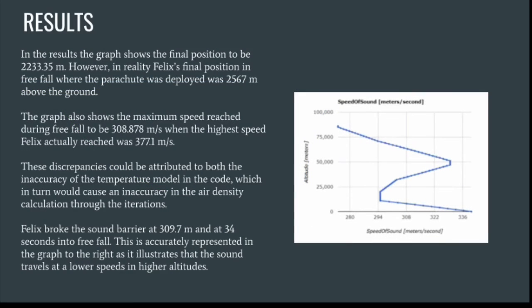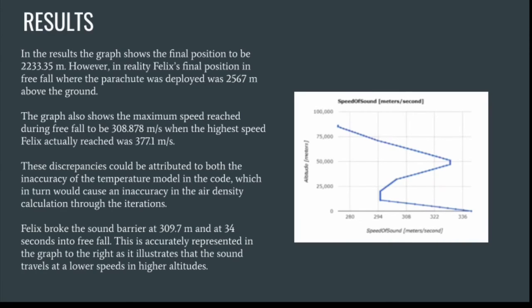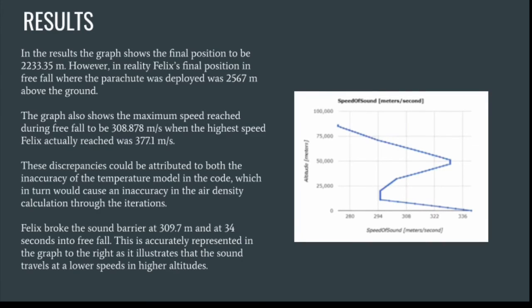In the results, the graph shows the final position to be 2,233.35 meters. However, in reality, Felix's final position in free fall, where the parachute was deployed, was 2,567 meters above the ground. The graph also shows that the maximum speed reached during free fall to be 308.878 meters per second, when the highest speed Felix actually reached was 377.1 meters per second. These discrepancies could be attributed to the inaccuracy of the temperature model in the code, which in turn would cause an inaccuracy in the air density calculation through the iterations.